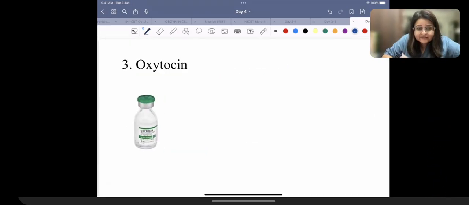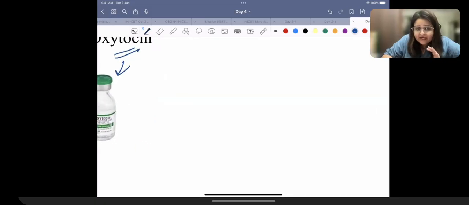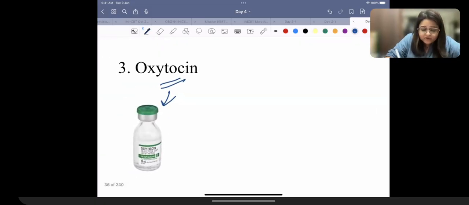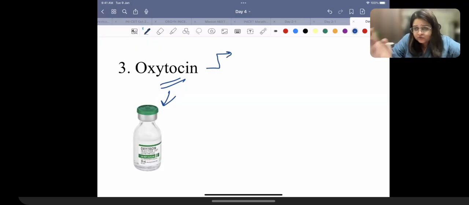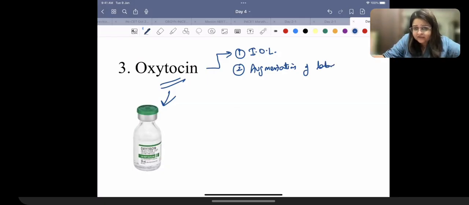Now, next important drug for induction of labor is oxytocin. Now, oxytocin is available as an ampule. It's given as an IV infusion. Now, oxytocin is also a very important drug. You should know the uses. What are the uses of oxytocin? It is used for induction of labor. It is used for augmentation. So, more than induction, it is used for augmentation of labor. That is increasing the uterine contractions. Patient is already in labor, आपने contractions बढ़ाने हैं. In both, it is used as an IV infusion.